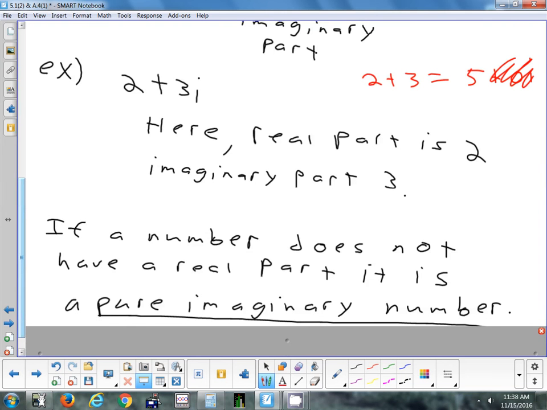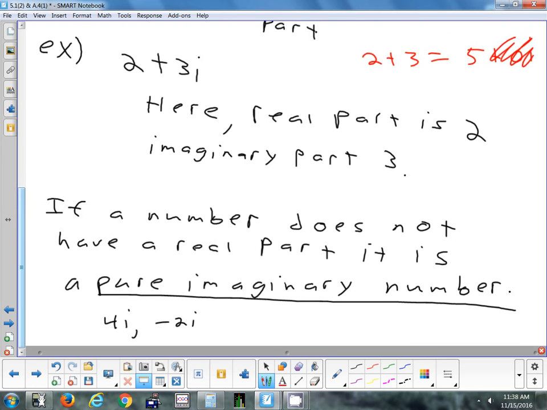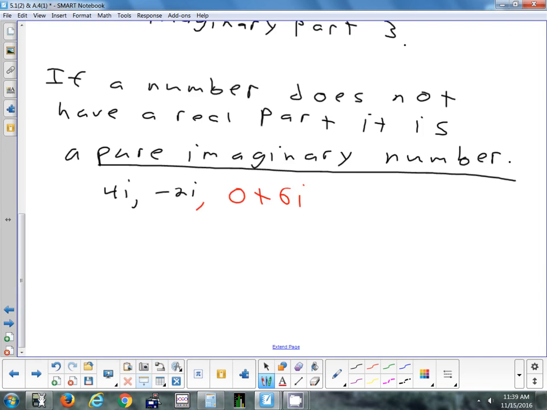So in that case, when I did this 2 plus 3 and I wrote 5 plus 0i, 5 is what we call a pure real number. It's a number that has no imaginary part. Now, let's say you switch that around. Write down a number that doesn't have a real part. Then that's called a pure imaginary number. You could write something like this, 0 plus 6i. No real part, just imaginary.